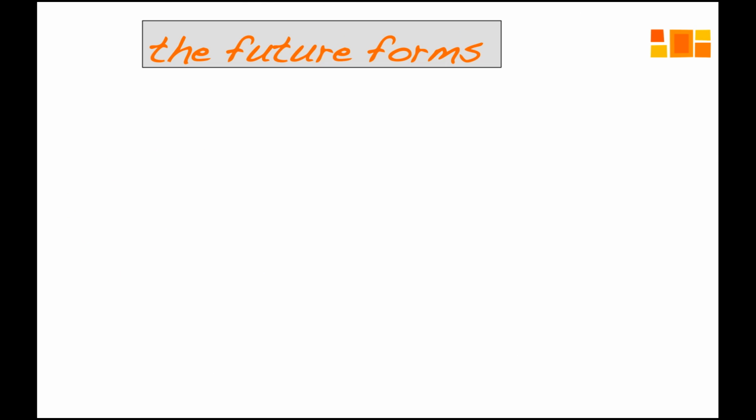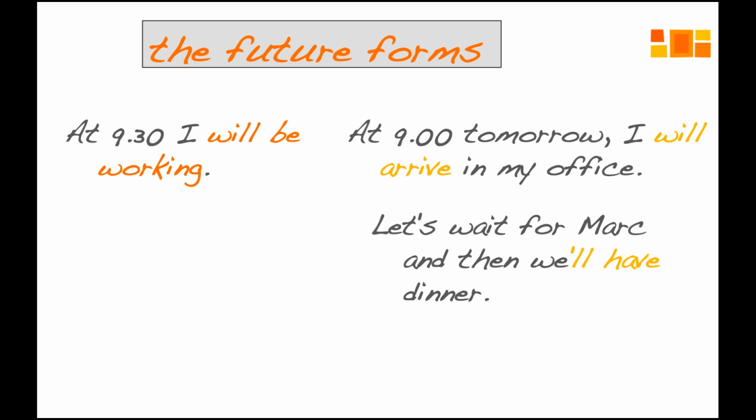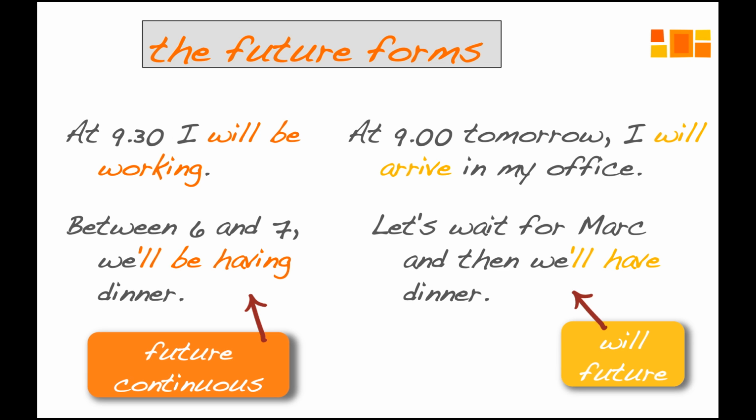And that also works for the future. At 9 o'clock tomorrow, I will arrive in my office. So at 9:30, I will be working. Or let's wait for Mark and then we'll have dinner. And between 6 and 7, we'll be having dinner. So we've got that will future over here on the right hand side of the page and our so-called future continuous over here on the left side. What's the difference? Okay, good.